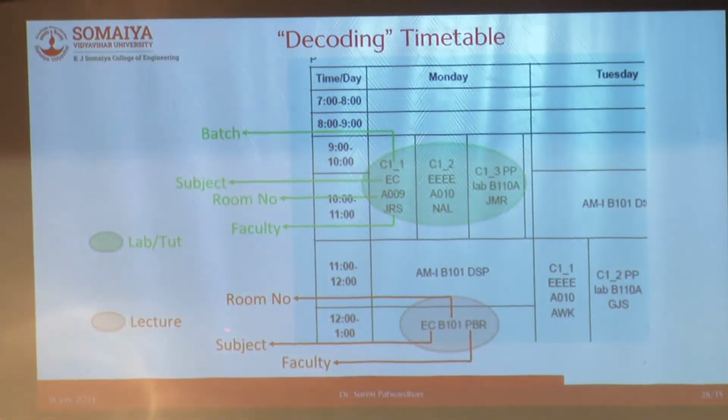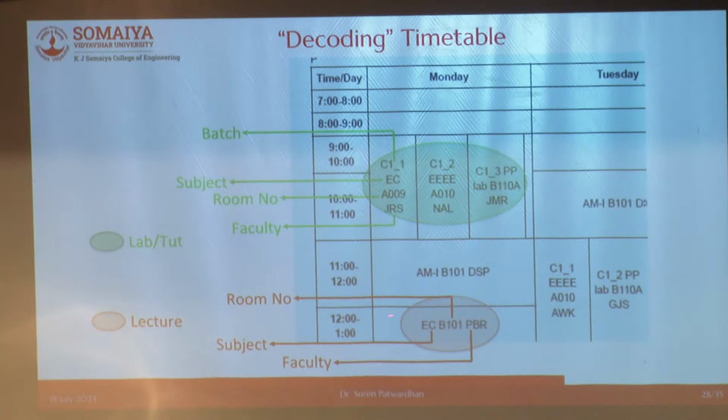And then about lecture theory conduction, we have classrooms in A building as well as B building. I already showed you. So this is B101, it is the classroom number. And EC is engineering chemistry. If it is physics, it may be engineering physics. If it is maths, it will be AM1, AM2, like that. Okay, and PP, it's Python programming, likewise.